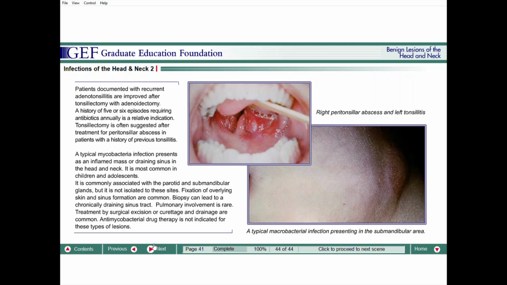Biopsy can lead to a chronically draining sinus tract. Pulmonary involvement is rare. Treatment by surgical excision or curettage and drainage are common. Antimycobacterial drug therapy is not indicated for these types of lesions.